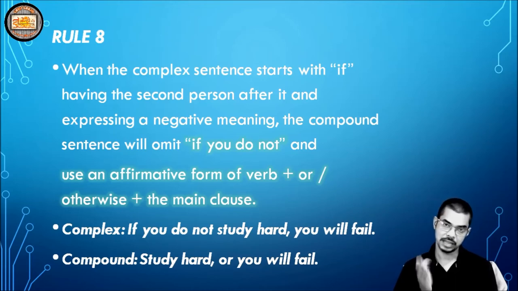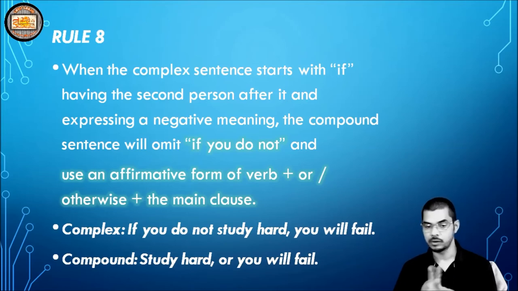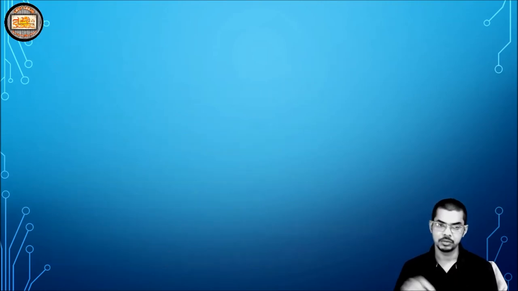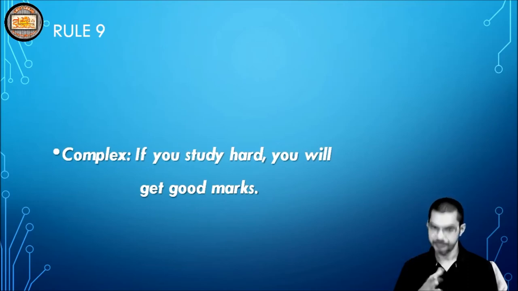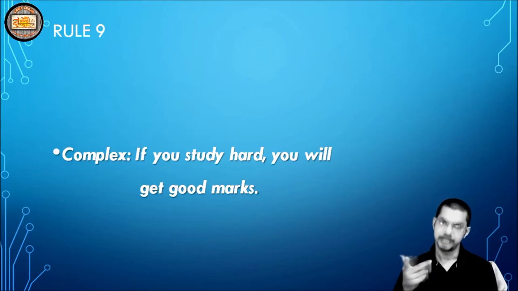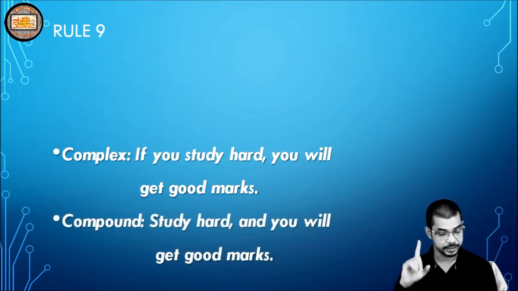The same rules that we followed in rule 6, we have followed here as well with "or otherwise." But only one difference: there we used let, but here let is not used. So what would be rule number 9? You can tell me, sir, it's very easy. In rule number 9, you will use an affirmative sentence with you, and we have done it. If you study hard, you will get good marks. Second person with affirmative, and what would be the answer? It would be with and. You have already learned it. Yes, dear friends, study hard and you will get good marks.